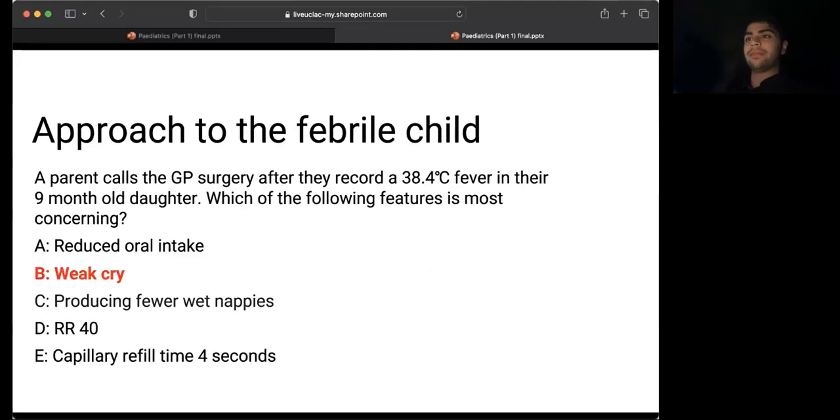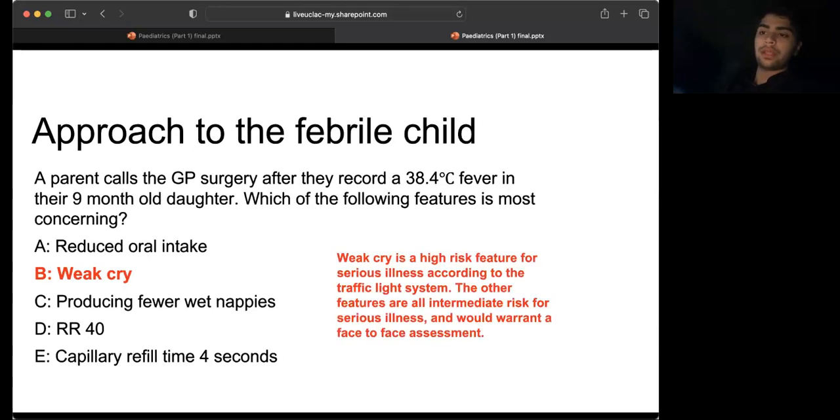Yeah, so the answer for this would be a weak cry. And the reason that's the most concerning feature is that's what is listed on the NICE traffic light system. So quite a few of these features in the answer here are actually quite concerning, but the most concerning feature would be the weak cry. So if we go to the next slide, it shows the traffic light system.